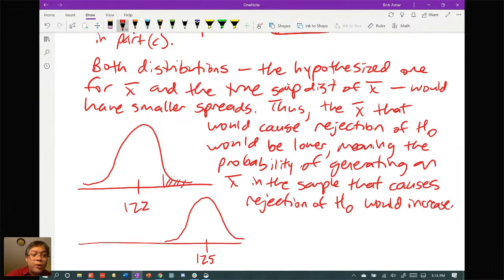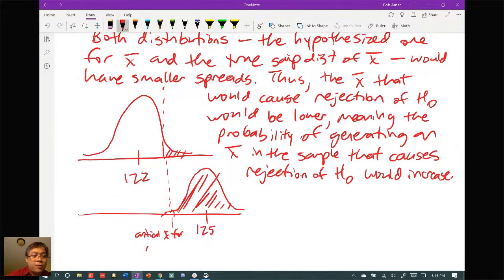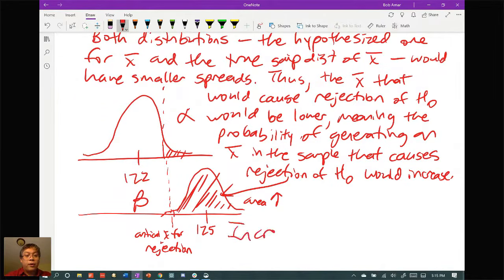So this area moves up over here, and then this becomes a lot larger. So we set this as our critical X bar for rejection. And so this area goes up. Alpha is still over here. Beta is still over here. And what we've done is we've increased the power. There we have it.